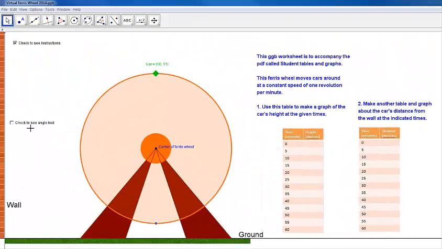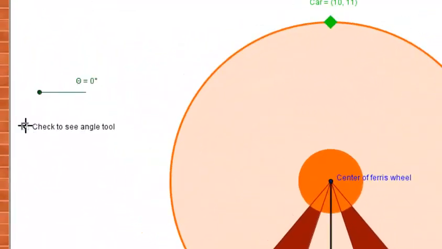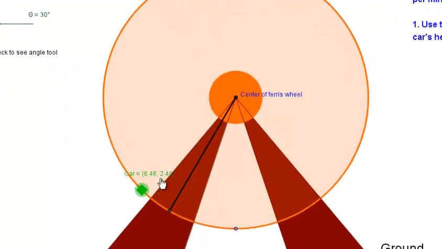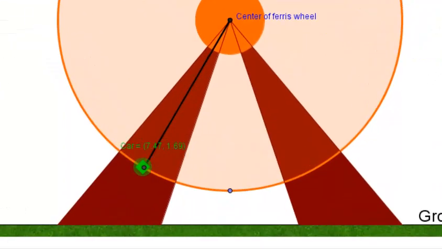At which point, I showed them this angle tool. And I said, well, would that help if you could find out exactly where, say, 30 degrees is, and move your car there, and then read the height off of that? That help? And they're like, oh yeah, that would help, yeah. Thanks, miss. I said, no problem.